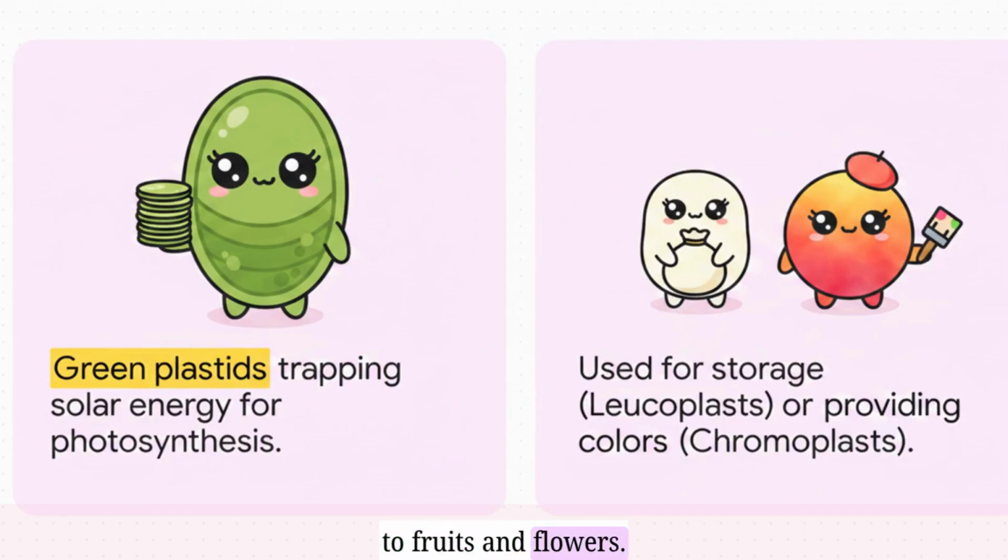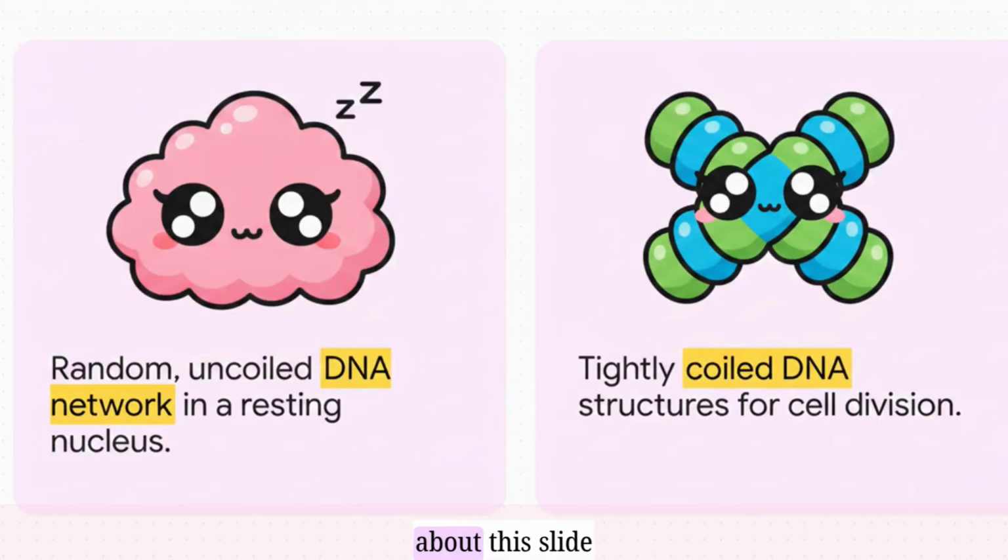Now, what's really interesting about this slide is how the exact same genetic material literally shapeshifts depending on what the cell is doing. Inside a resting cell's nucleus, your DNA looks like a random, messy, uncoiled pile of thread. That's called chromatin. But the moment that cell decides to divide, that thread tightly coils up into dense, organized packages called chromosomes, ensuring your hereditary traits are perfectly passed on.